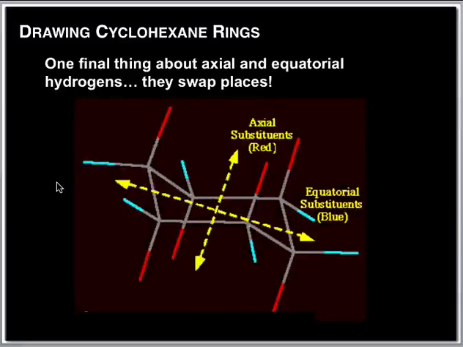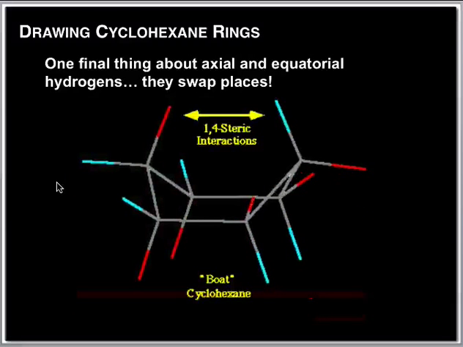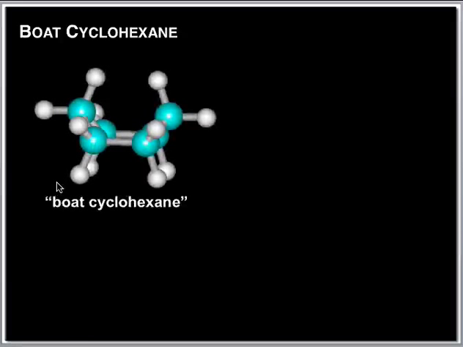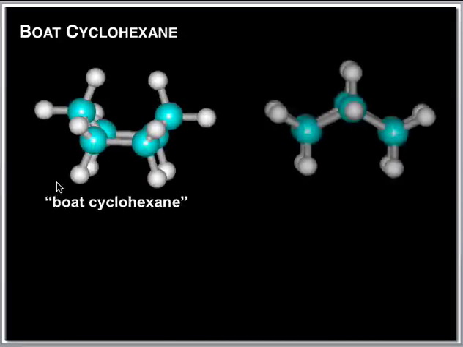Let's look a little bit at the boat. The boat is this intermediate. Boat cyclohexane would look something like this. What's wrong with this? Think about everything we've said about eclipsing interactions. Everything is wrong with this. If we take this guy and turn it on end, everything lines up, doesn't it? Everything is eclipsed. Boat cyclohexane is a high energy intermediate.